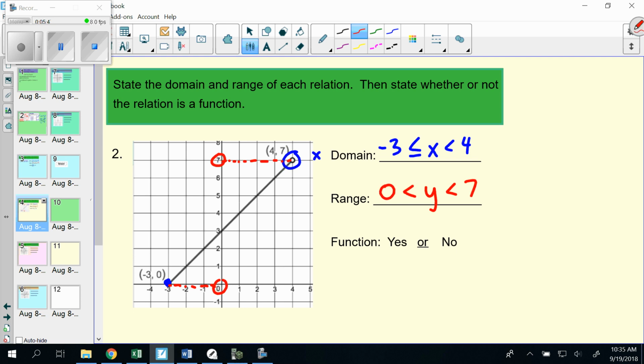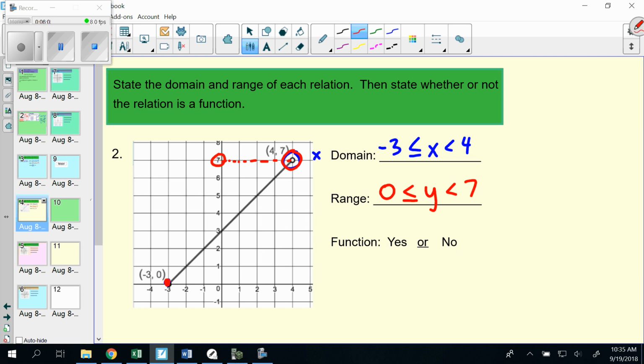Now again, we want to look at, should we count those endpoints or not? Well, we know with our point on the bottom there, we do want to count it at 0. So it could be equal to 0. Our point on top, though, we don't actually have a point there. It's open, so we don't want to include the equals to.